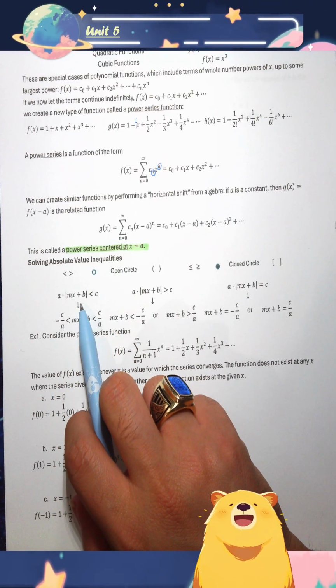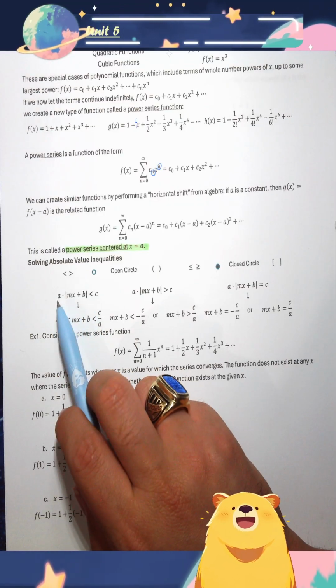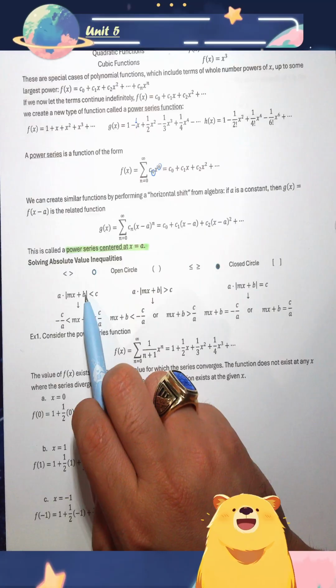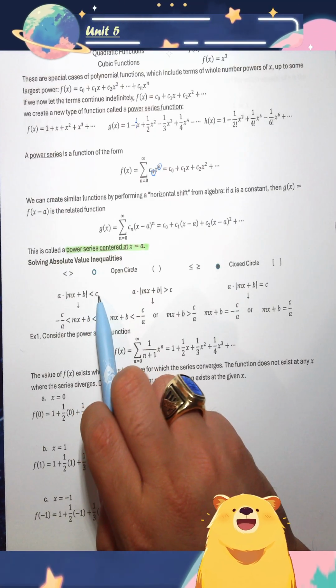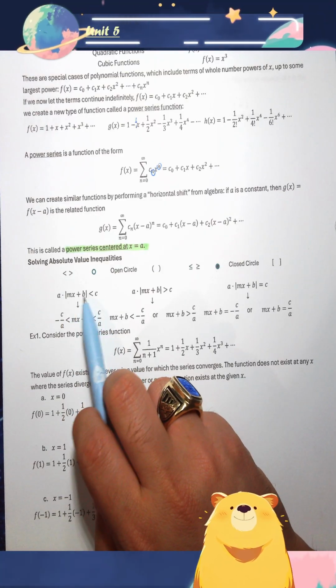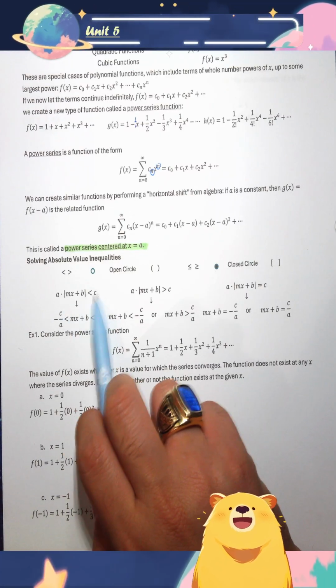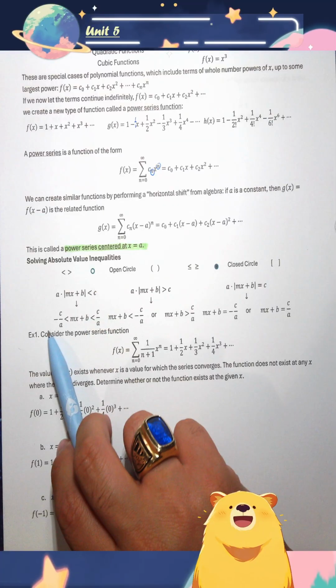And then solving. So if I have some expression here where it's a times the absolute value of this linear expression is less than c, then first we would divide out the a. And then I would write a version of this where it's positive and then negative.